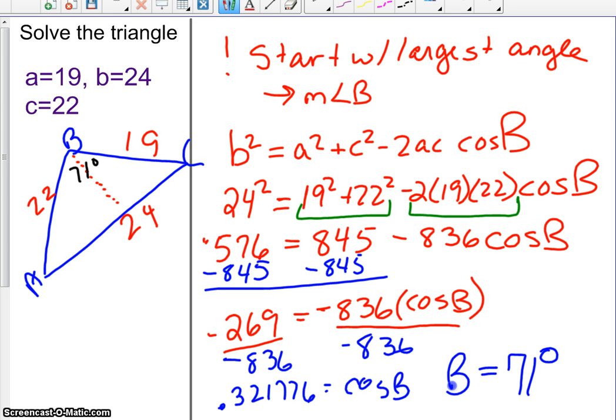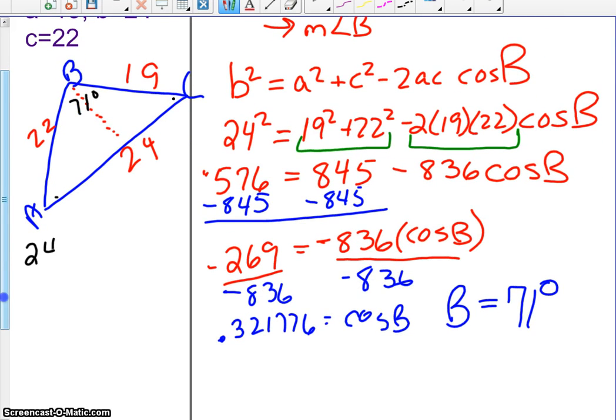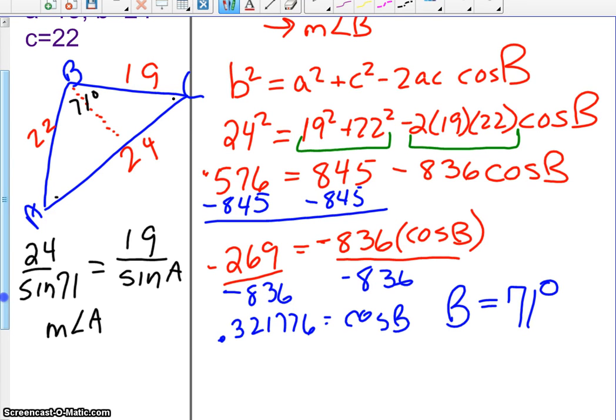Now that's actually pretty powerful because, and I'm running out of space here, but what it does is now to find either angle A or angle C, I can use law of sines. So I can say 24 over the sine of that 71 degrees equals 19 over the sine of A. Okay, so that really helps me to know that what I need to do to solve that is take 19 times sine of 71, divide it by 24, and then take the sine inverse of that. I get the measure of angle A in the end here is 48 degrees.